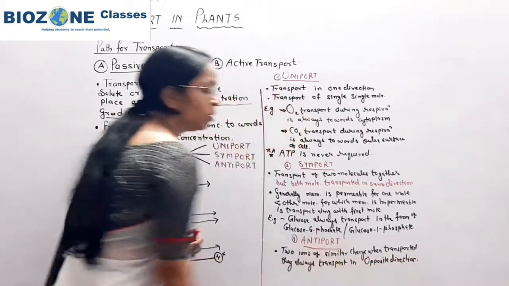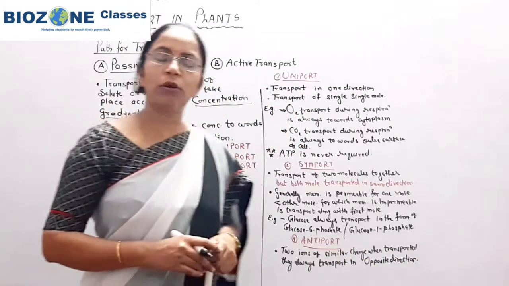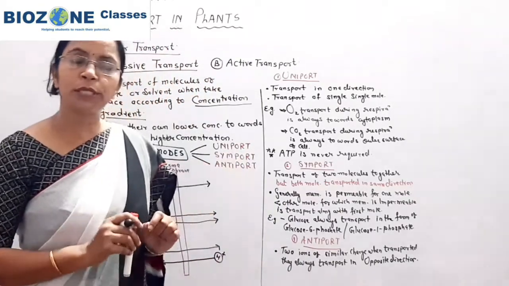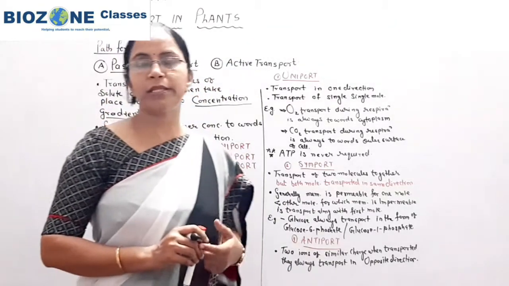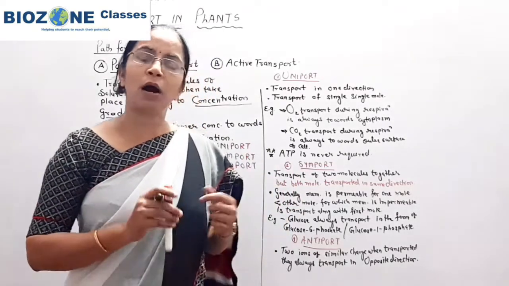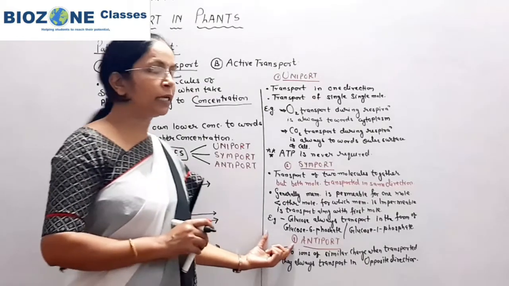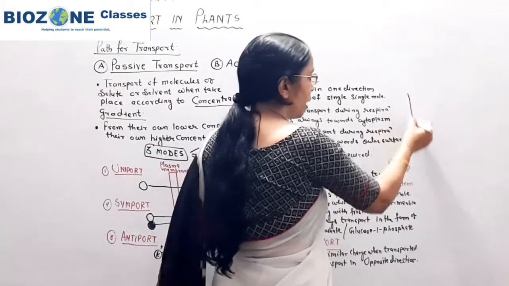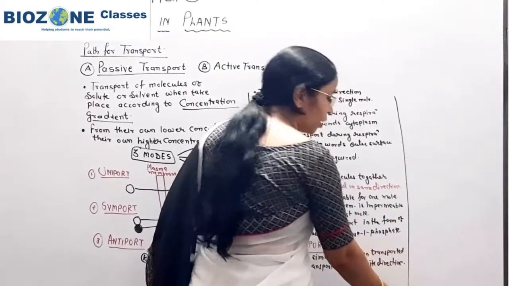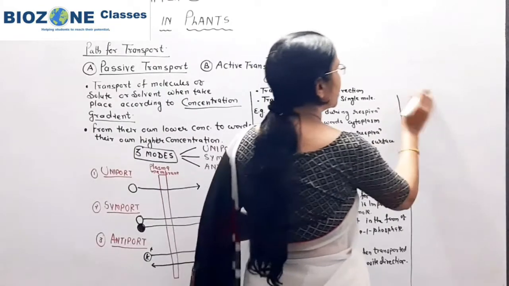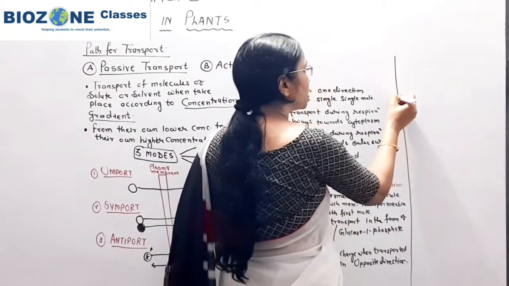So the transport of two molecules or ions of similar charge in opposite directions, where one ion moves inside the cell and another molecule of similar charge moves out of the cell, is called antiport. Now we study antiport with the help of one example. First we study it with a small diagram. We come towards the antiport.